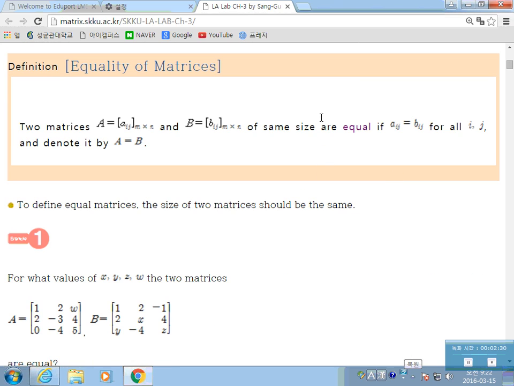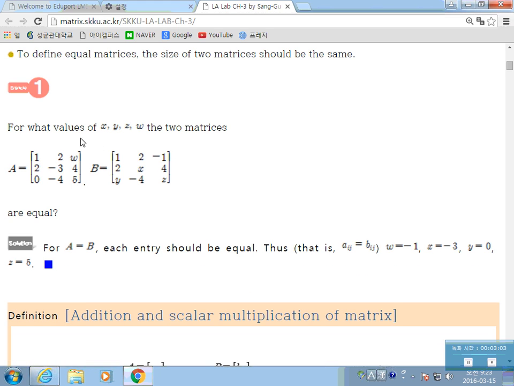First definition, equality of matrices. We say two matrices are equal when they have the same size and every entry is the same for all i and j. If two matrices have the same size and each entry is equal for arbitrary i and j, then we call these two matrices equal.